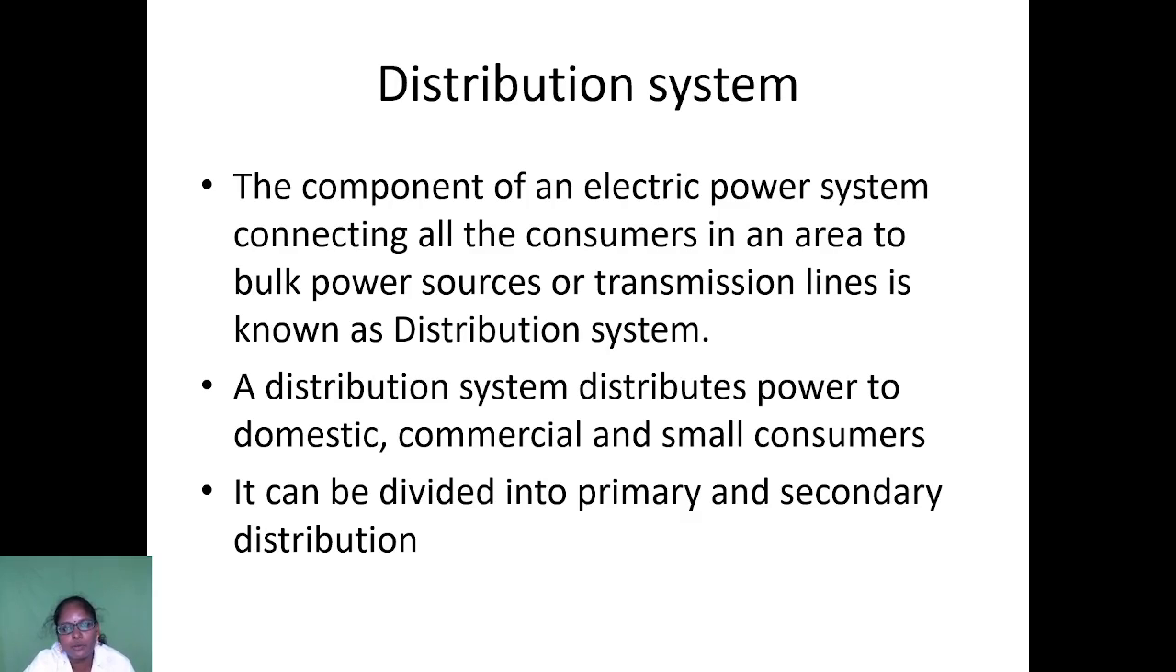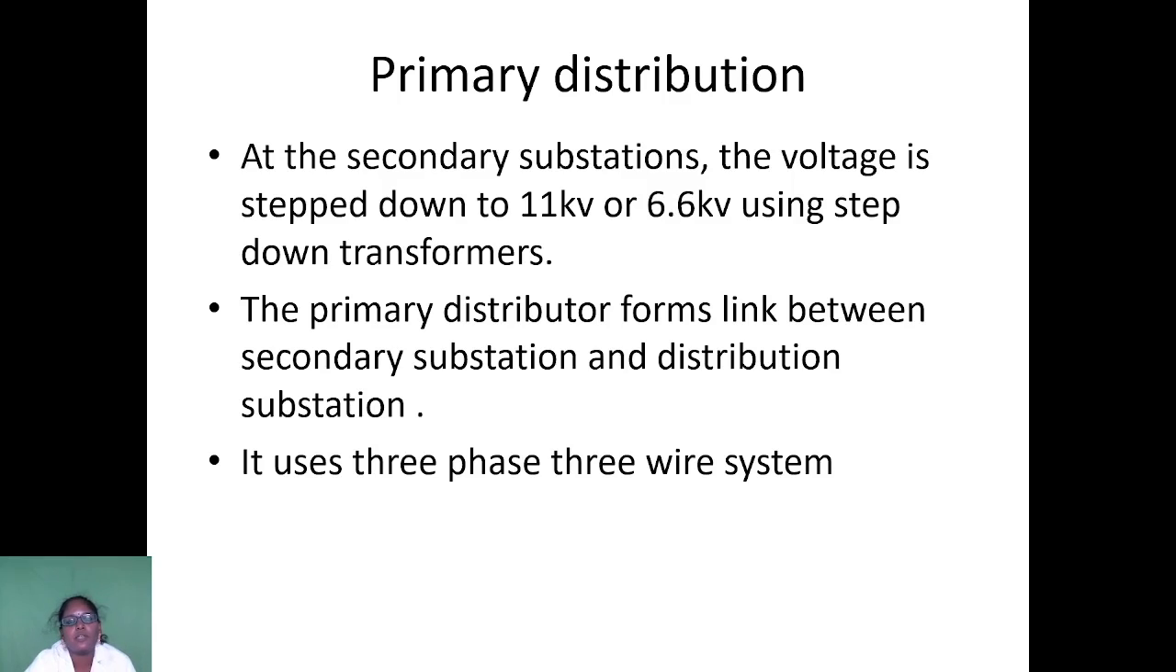Let me explain the processes involved in primary and secondary distribution. First is the primary distribution. At the primary distribution side, we are using the same procedure, that is, the step-down transformer. With the step-down transformer, we step down the voltage to a value of 11 kV or 6.6 kV. Here some bulk amount of power is given to the consumers. The primary distributor forms a link between the secondary substation and the distribution substation. Here we are using the three-phase three-wire system.